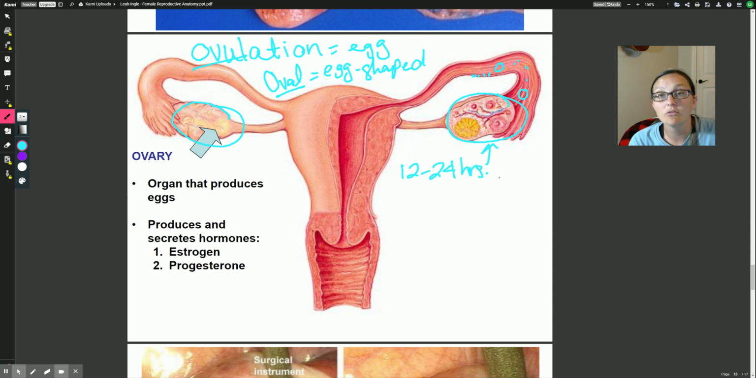So that's not very long. So how can we populate an entire planet in 12 to 24 hours? That's a very small window. Well, you don't, is the deal. So we'll talk about that in a second.